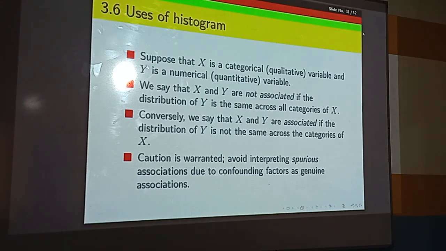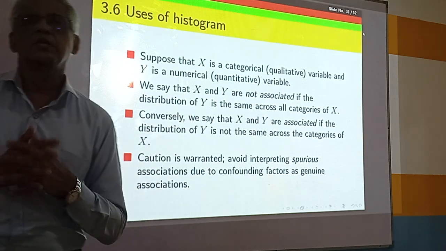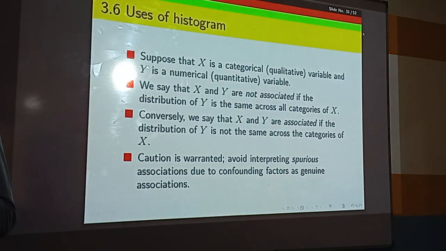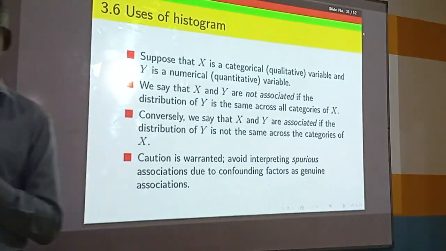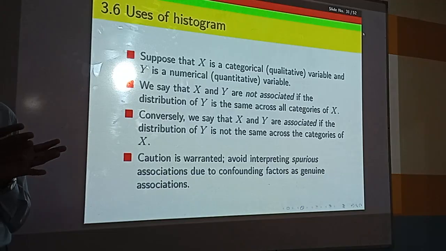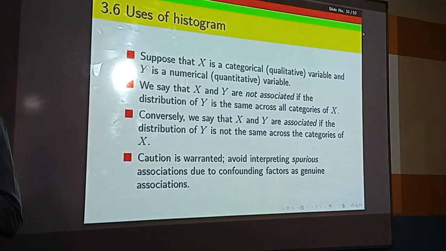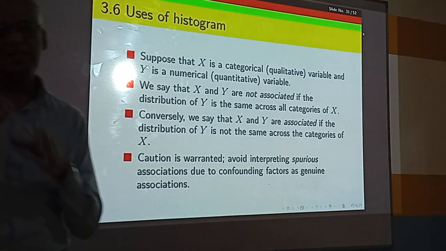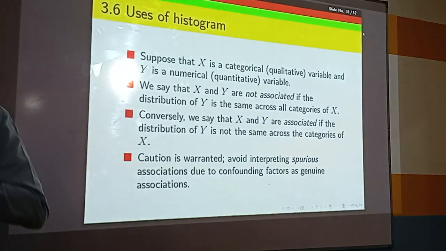So what do you mean by there is an association between that kind of two variables, right? For example, one might ask whether height is associated with gender. Height is a quantitative variable, gender is a qualitative variable. Is there an association between height and gender? Is one possible question. So when would you say that there is an association and when would you say there is no association?